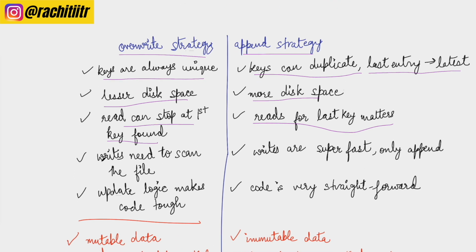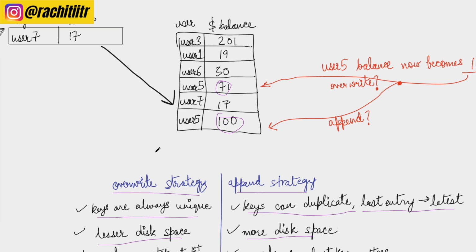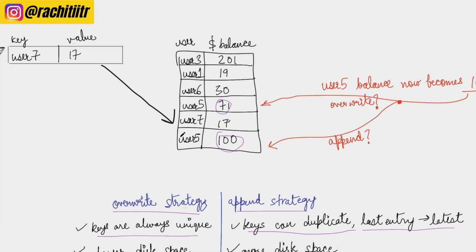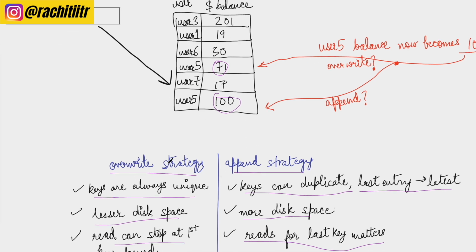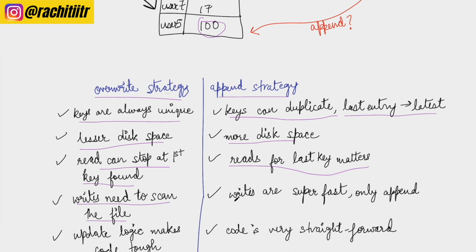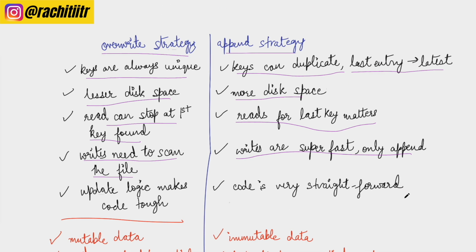But writes are slow in the override strategy. Why? Because you will need to scan the entire file. You need to figure out where the key is for which you want to update the data, or whether you have to append a new entry if the key was not there in the database. But in the append strategy, it's very easy. I simply have to append and it's super fast. There is no scanning of the file, you just go to the end of the file and dump it. The update logic obviously makes the code tough, right? And over here in the append strategy, the code is very straightforward. So these are a few things that we have discussed.